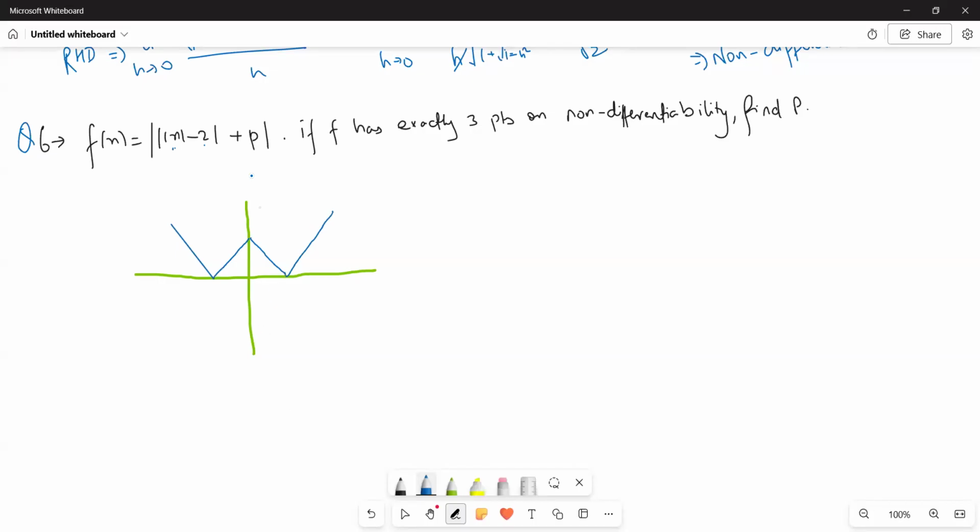Now when we add p, if p is positive, what will happen to the graph? It will move upwards. And if p is negative, then the graph will move downwards. Okay?